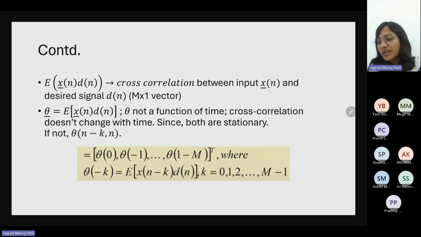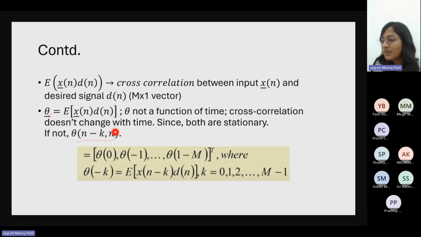But you can also represent it by theta. Over here, you might notice that theta is not a function of time. We have not written theta bar of n. Why so? Because the cross correlation won't change with time. It's actually a matrix which will show you where the maximum is, and it won't give you the time instance or time points for the same. Since both of them are stationary, we'll normally write it as theta n, but if it's not, we write it as theta n minus k comma n. So this is how theta can be represented.